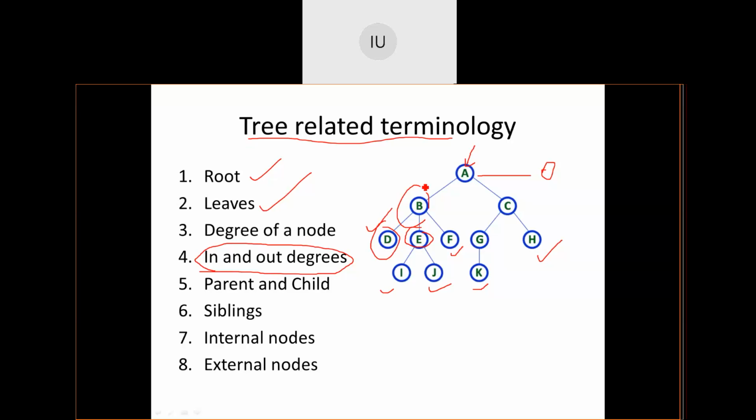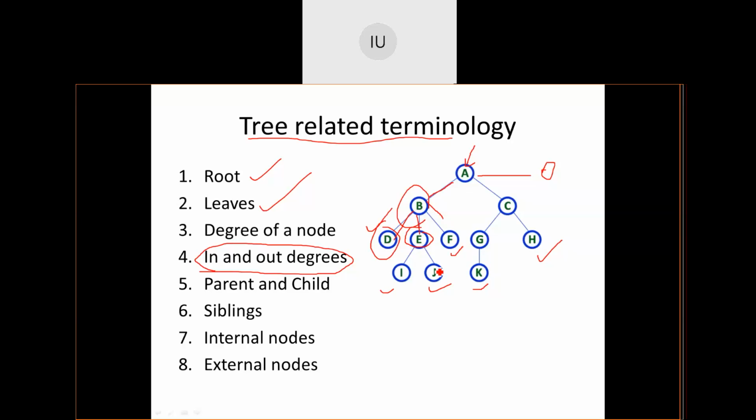Okay. So if I give you a diagram and ask you to identify the following: root, leaves, degree of node B. Can you tell me what is the total degree of node B? It's 4. How? In degree is 1, out degree is 3. Okay, 3 plus 1 is 4. Now if I ask you, what is the out degree of capital E? 2. Why? Because it has 2 children.